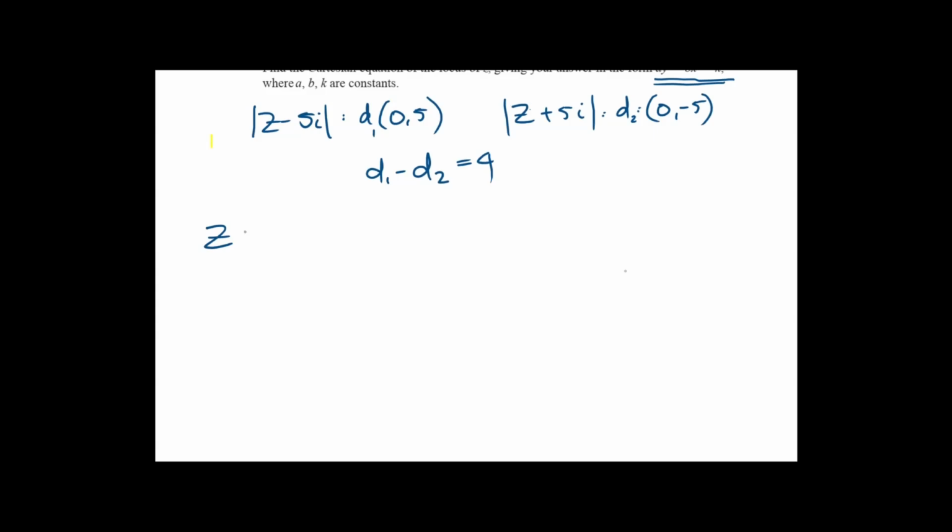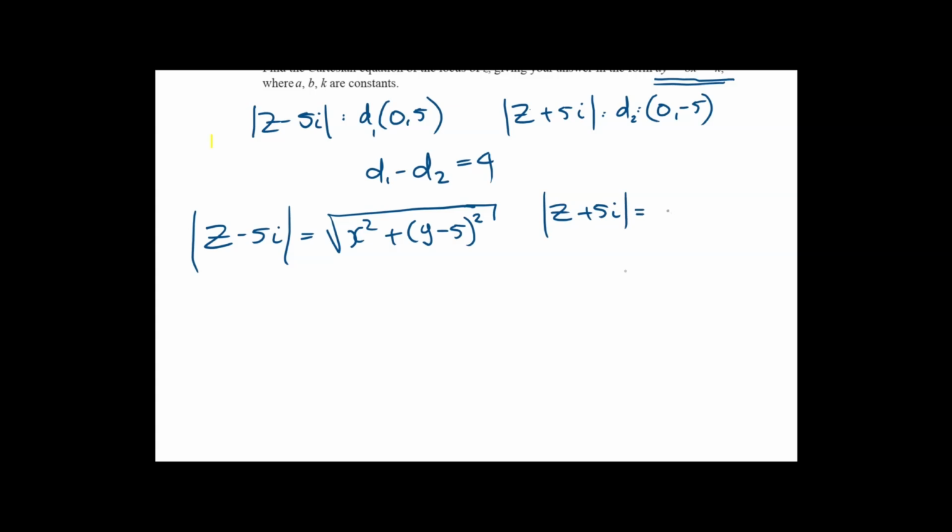So the magnitude of Z minus 5i is going to be equal to the square root, using Pythagoras' theorem, of x squared plus y minus 5 squared. The other one, Z plus 5i, is going to be equal to the square root of x squared plus y plus 5 squared. It's going to be the other way around, isn't it? So far, so good.